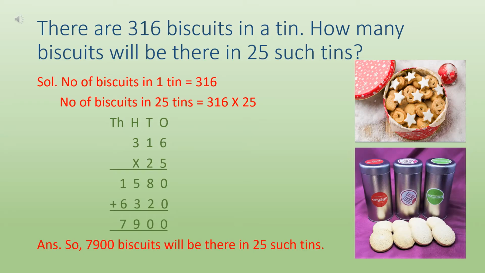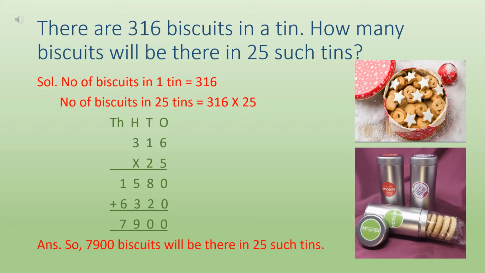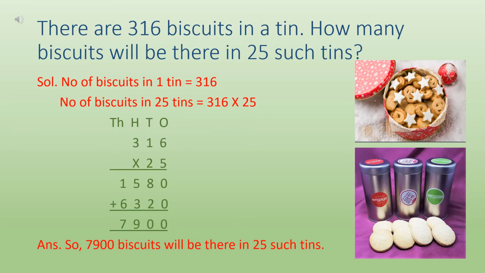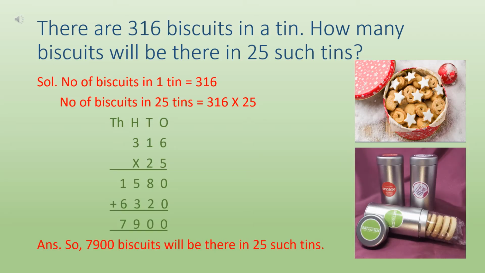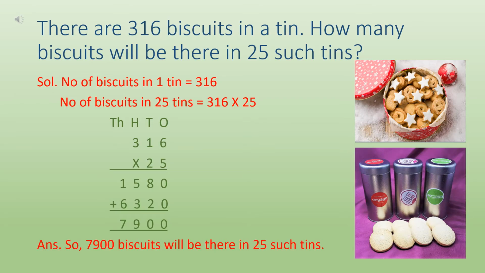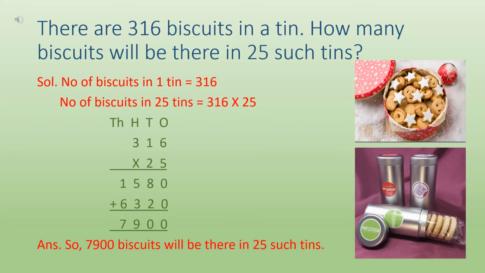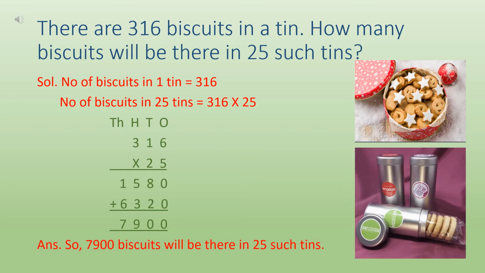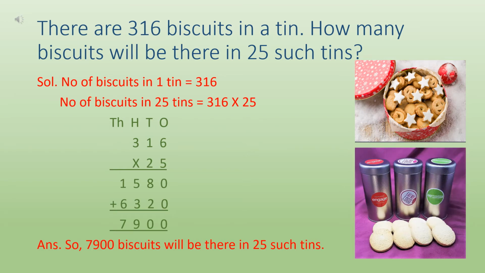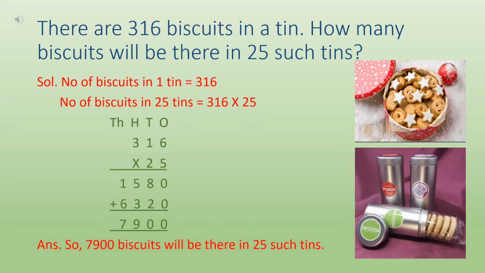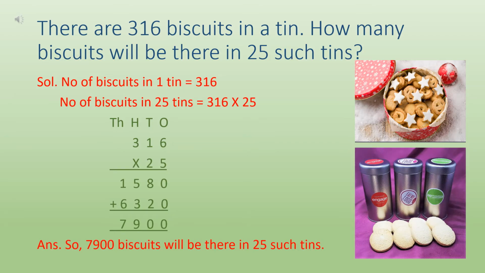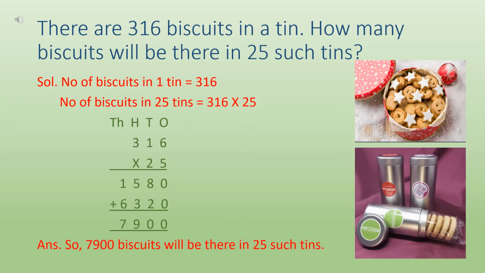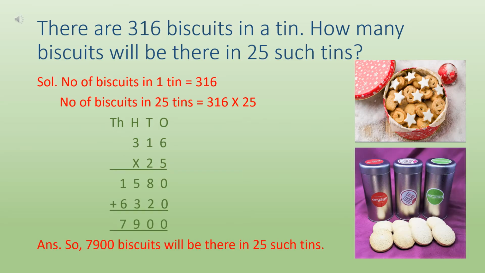Now we will add these two products. First product was 1580. Second product was 6320. We will add both the products to get our final answer. So 0 plus 0 is 0. 8 plus 2 is 10. So we will write 0 in tens place, and 1 will be carried over to the hundreds place. And 5 plus 3, 8 plus 1 was carried over. So 9 will be written in hundreds place. And 6 plus 1, 7. So our final answer is 7,900.